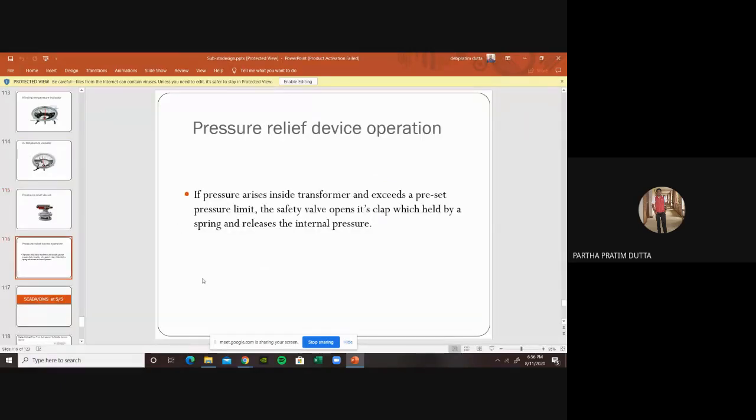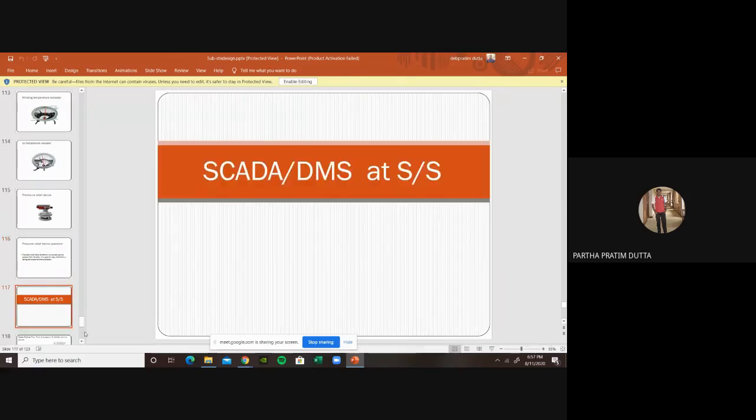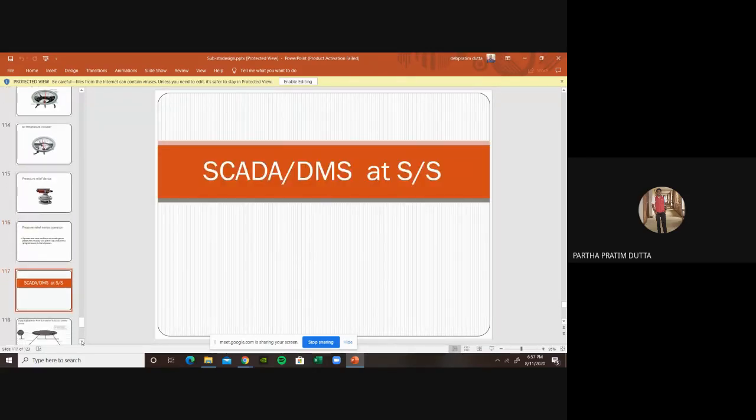If the pressure inside the transformer exceeds a preset pressure limit, then the safety valve opens with a tap held by a spring and releases the internal pressure. That is done automatically, but the transformer doesn't trip. SCADA. Then I will talk a little bit about SCADA. Then I finish it down.